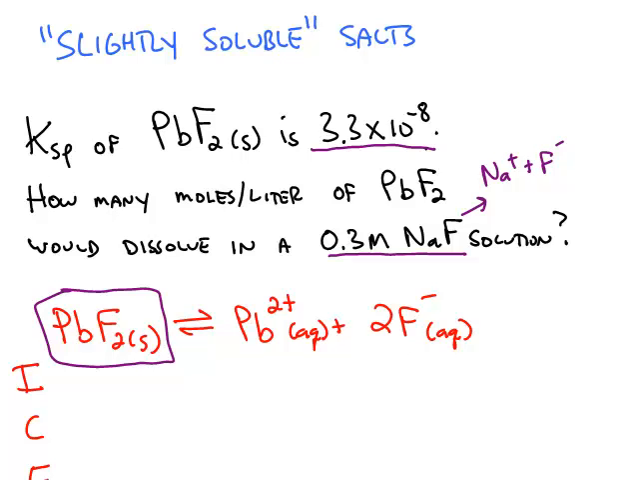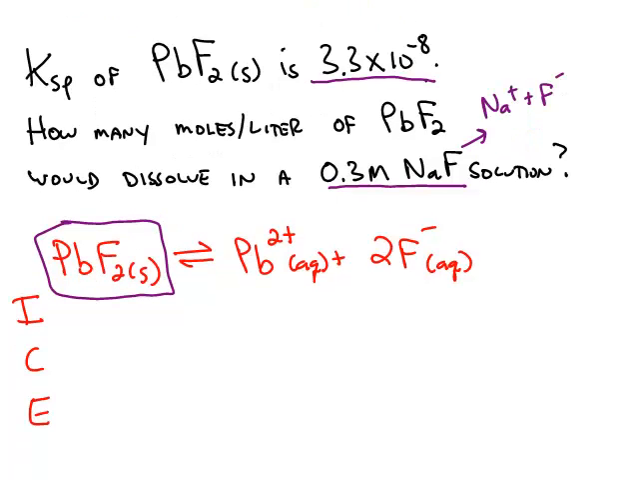So when we look at this ICE chart for the reaction, Ksps always have the exact same form. They always have the solid on the reactant side, and they have the cations and anions on the product side. Solids have constant concentration, so we can exclude that column from our ICE chart.